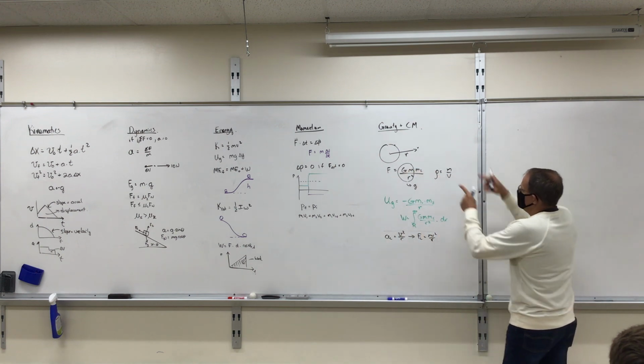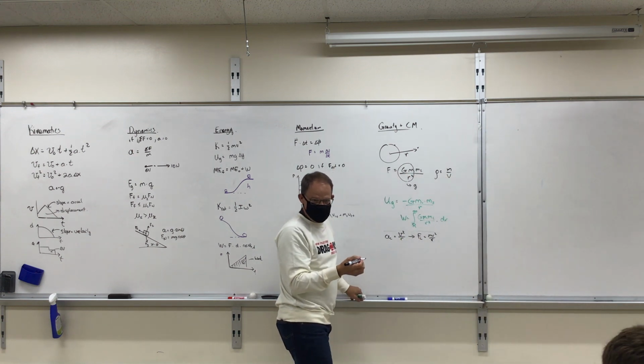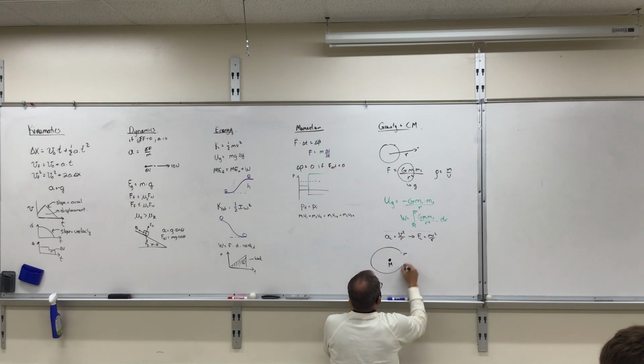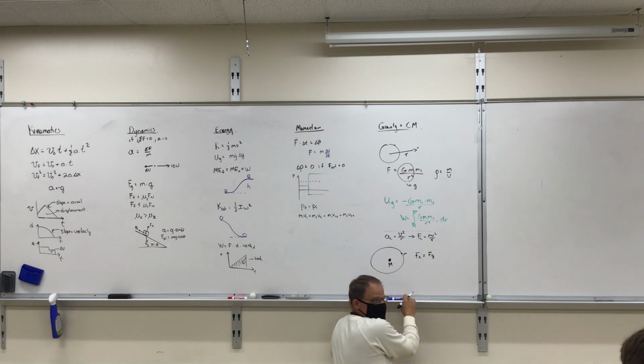If you put these two ideas together, you get orbital motion. For orbital motion, you have an object in the middle, big M, and some object, little m, orbiting it. You can describe its motion by saying that the force that makes it move in a circle is the force due to gravity.